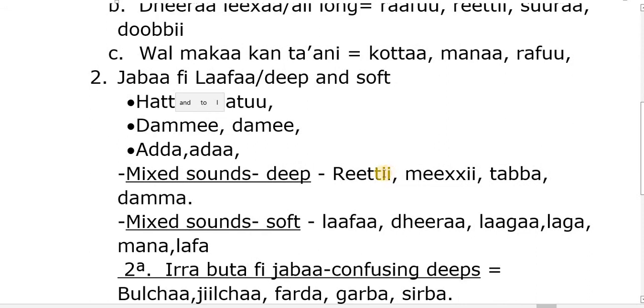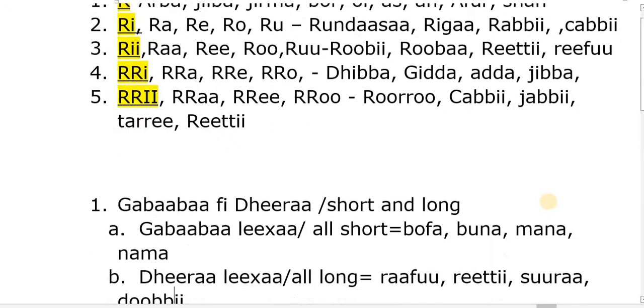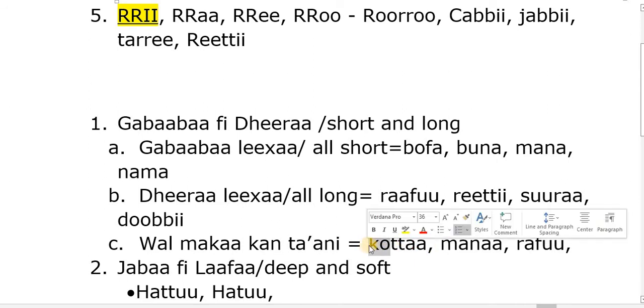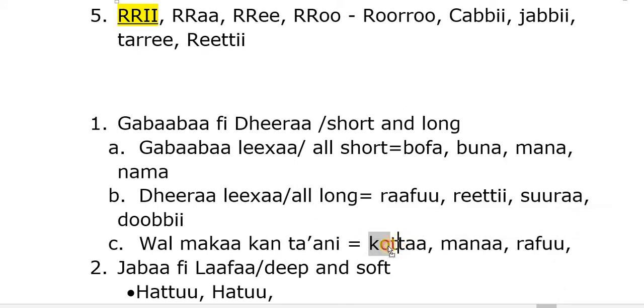The second, with this, we have most of the Oromo words are all mixed sounds like this. So this is short, kotta, and this is strong and long. At least we have three things in here: short, soft, strong, and long. Okay, everything covered here. Kotta, mana. This is short and long.